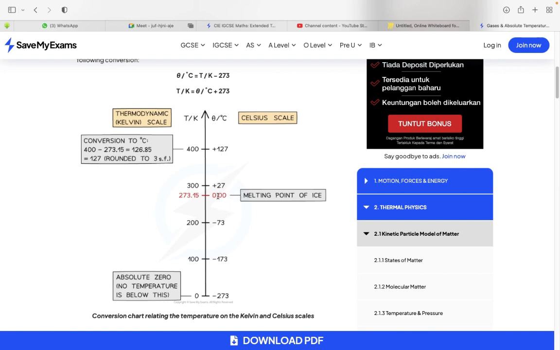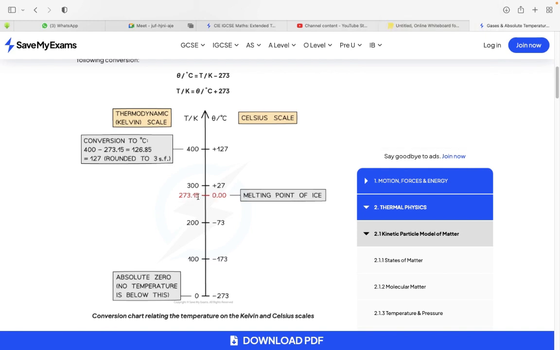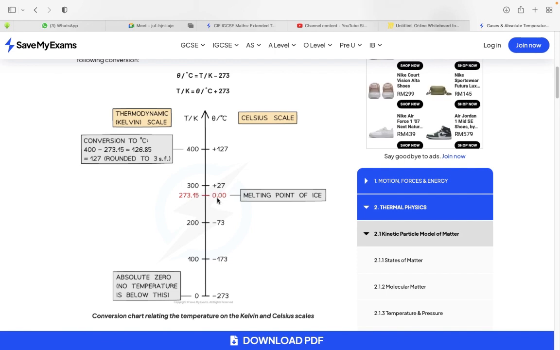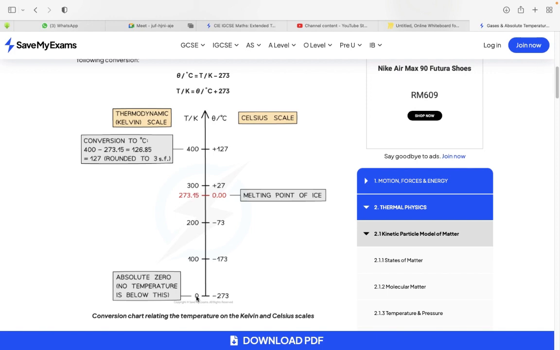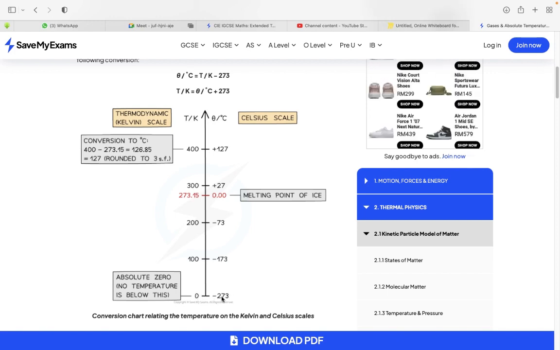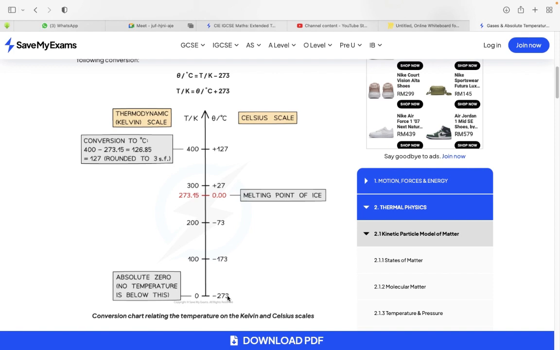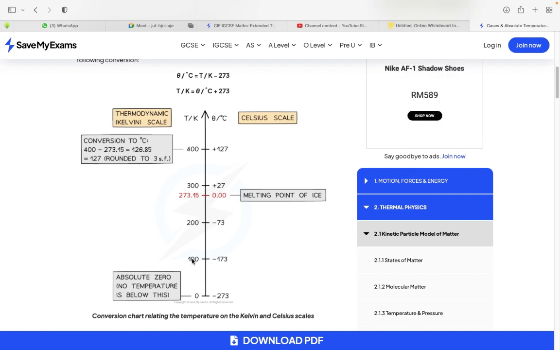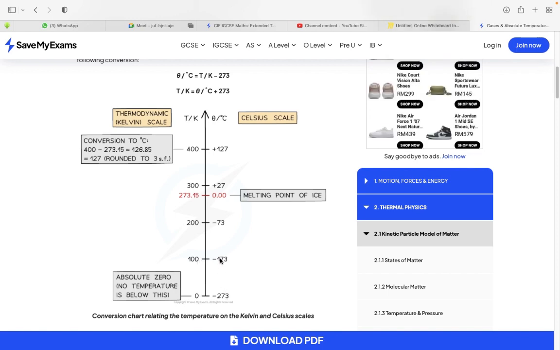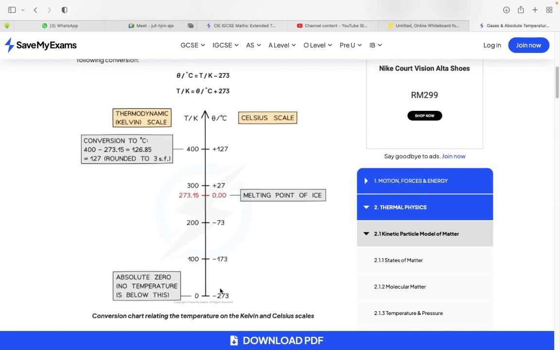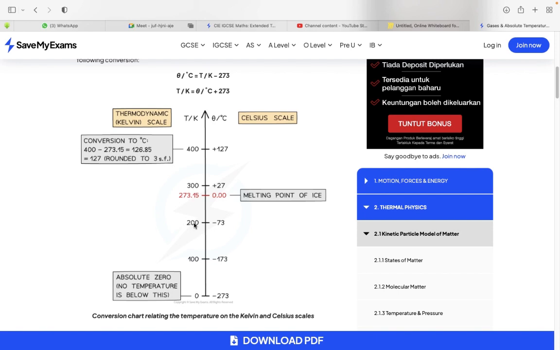Now, 0 degrees Celsius is positive 273 for Kelvin. Remember, this is not the 0 for Kelvin. 0 for Kelvin is negative 273 for temperature in Celsius. So if you move from 0 on the Kelvin scale up by 100, you get 100 Kelvin, which is negative 273 plus 100, that is negative 173 Celsius. Then if you move another 100 up, Kelvin will be 200, and Celsius will be negative 73.